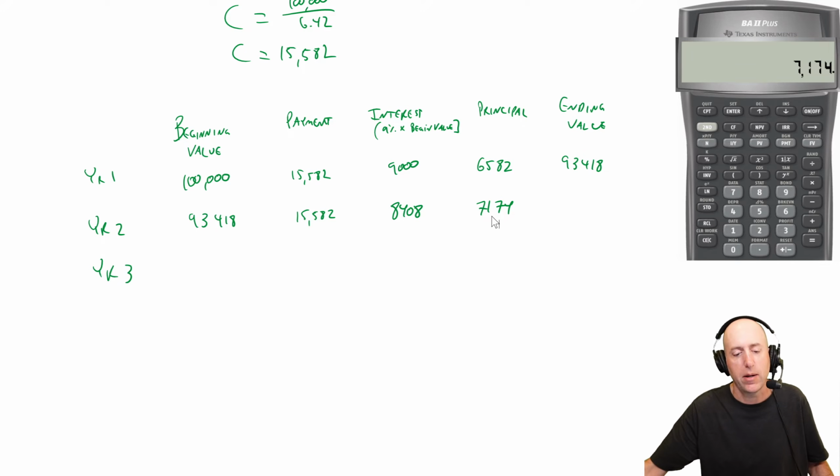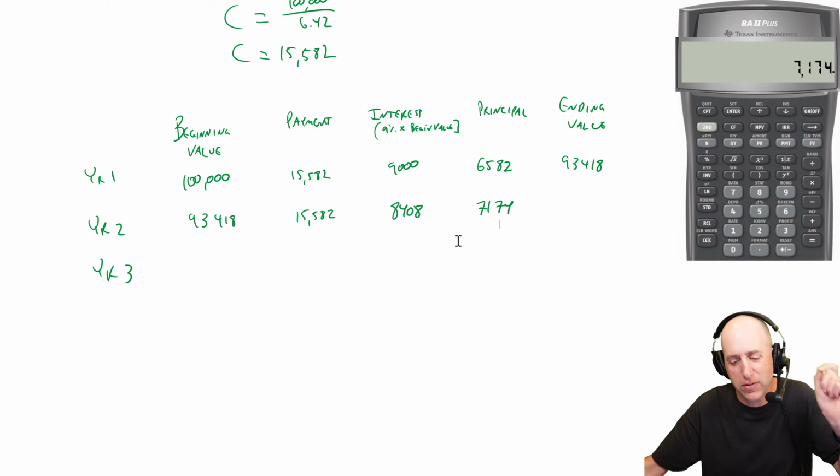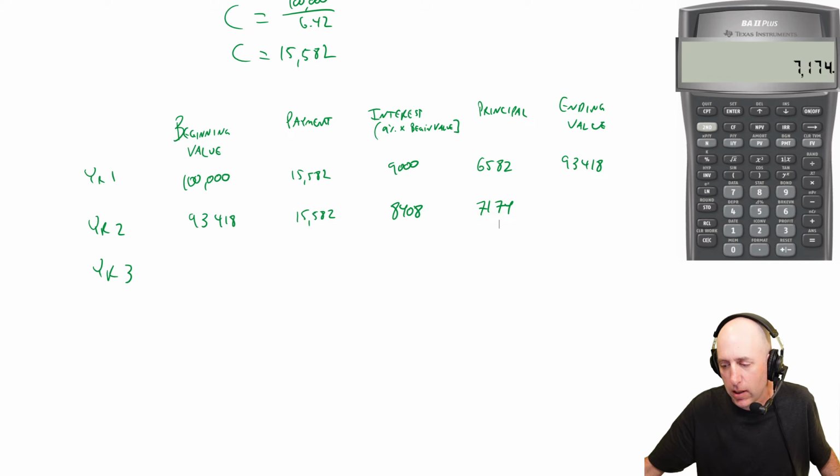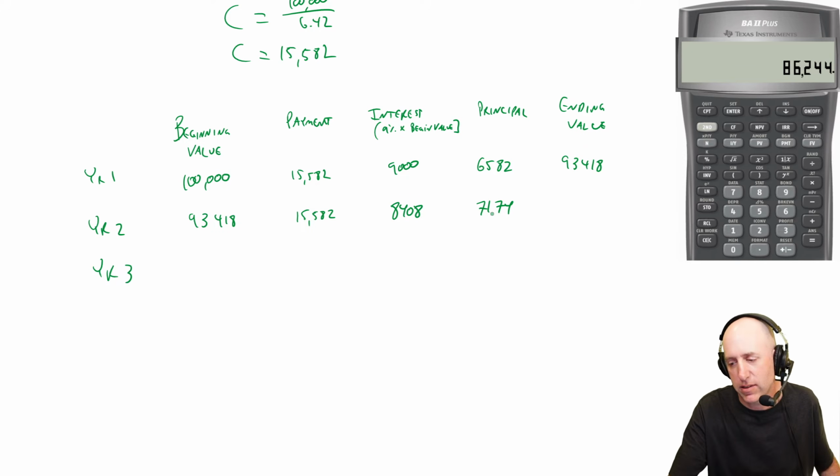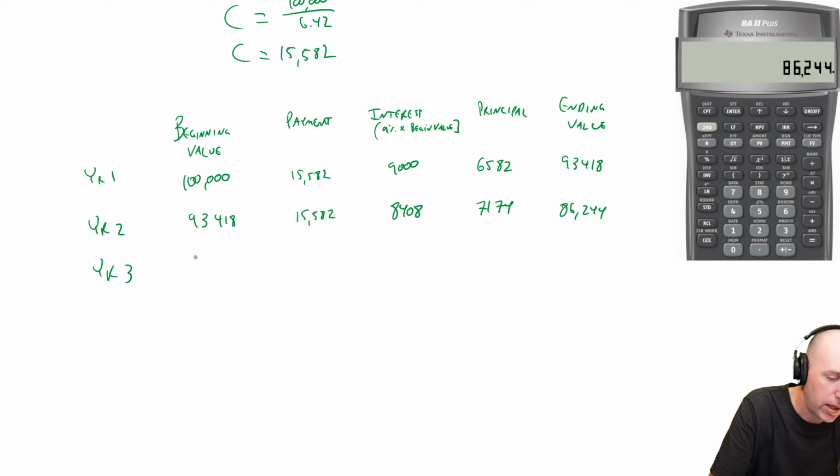I had a loan that started at 93,000. I paid 15,000, but 8,000 was interest. The other 7,000 paid down the loan. What is my new loan balance? I'll take 93,418 minus 7174. It's 86,000. So it's just 93 minus 7 is 86. 86,244.